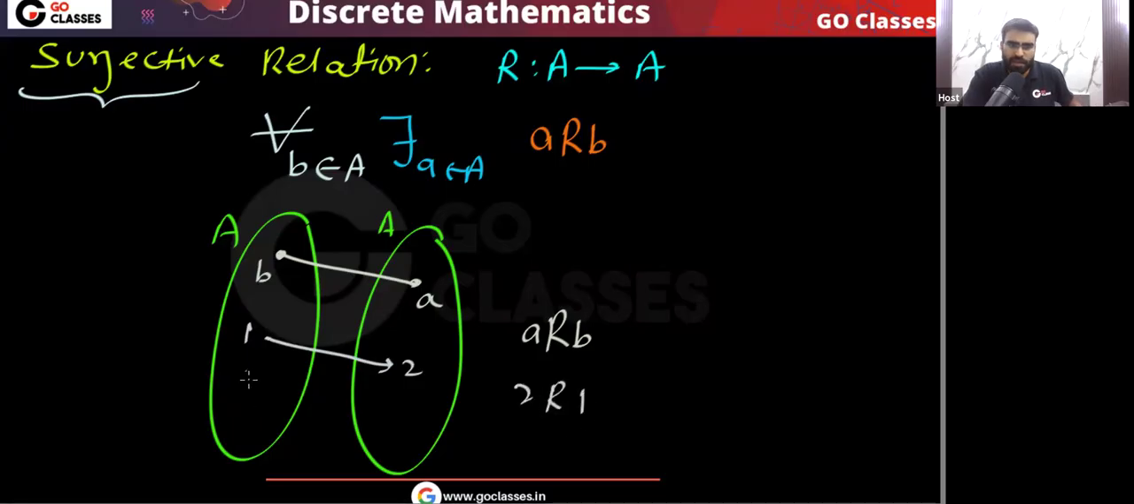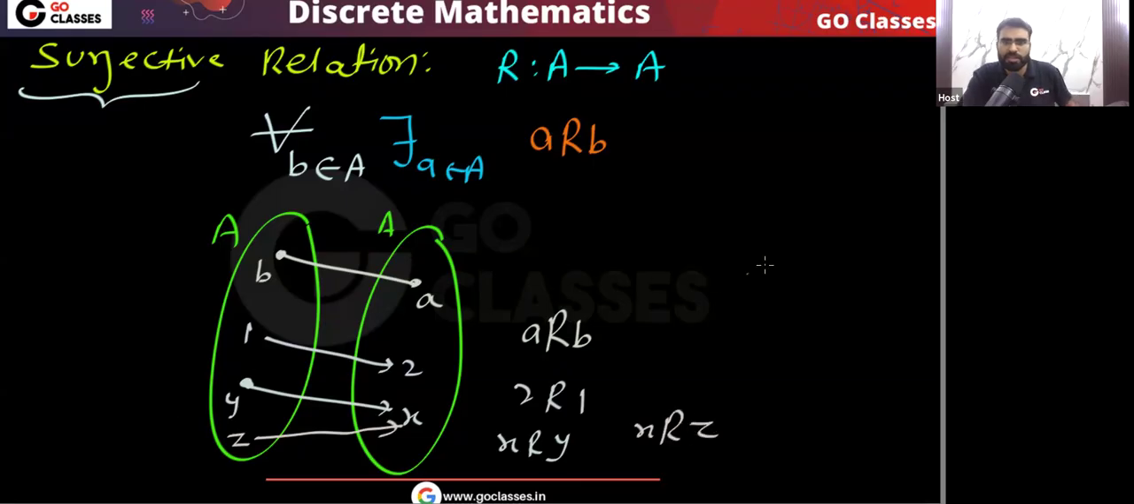So for every element, for example, if this element is Y, for this element also there must be someone. Remember, for this element also there must be someone. Okay, for every element, for example, if I take this element Z, then for this element also there must be someone. Okay, X is related to Z.